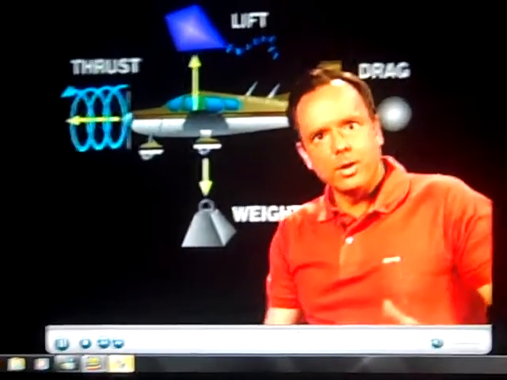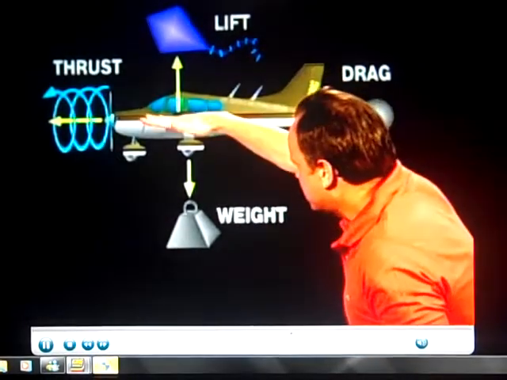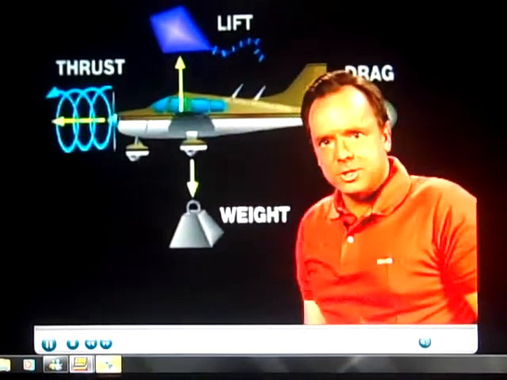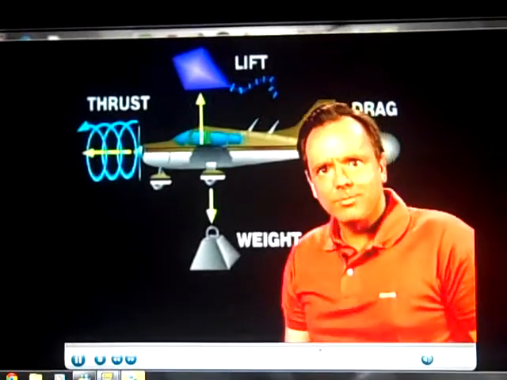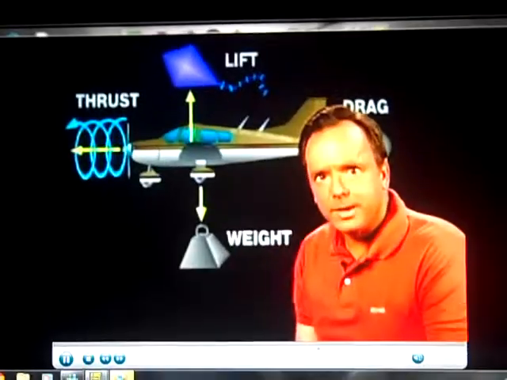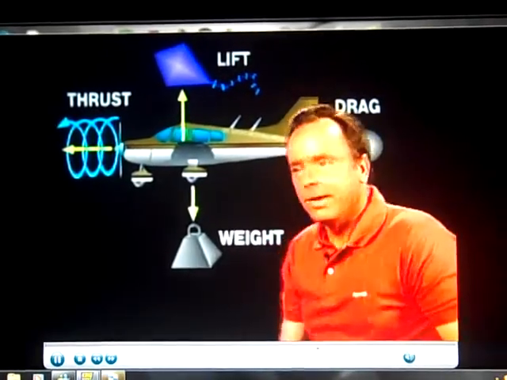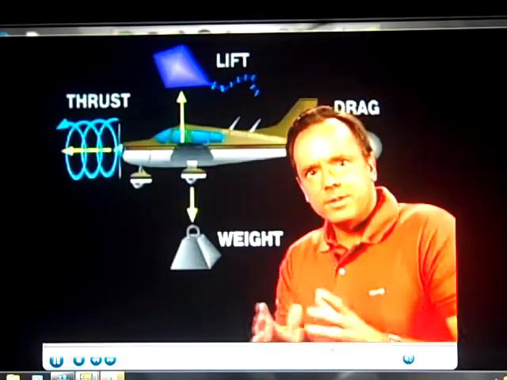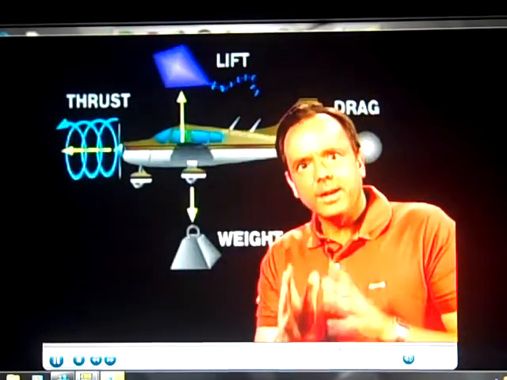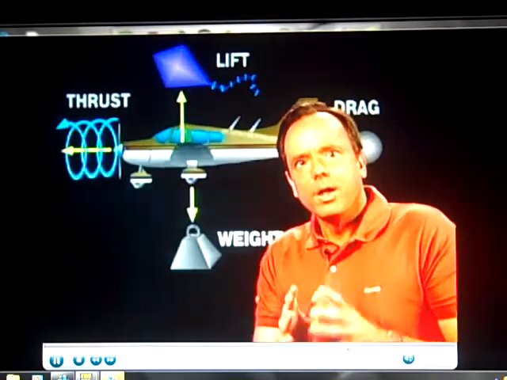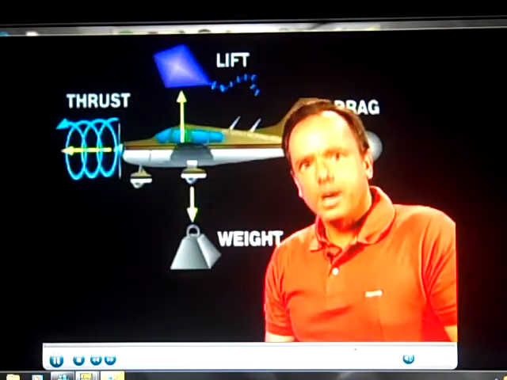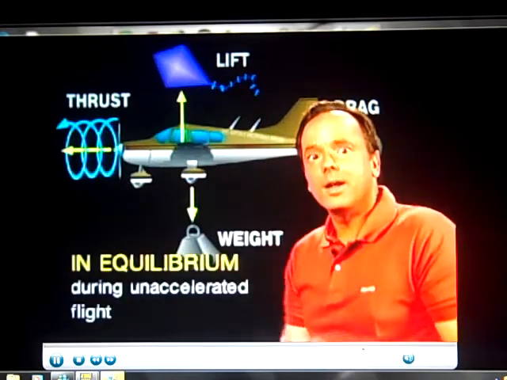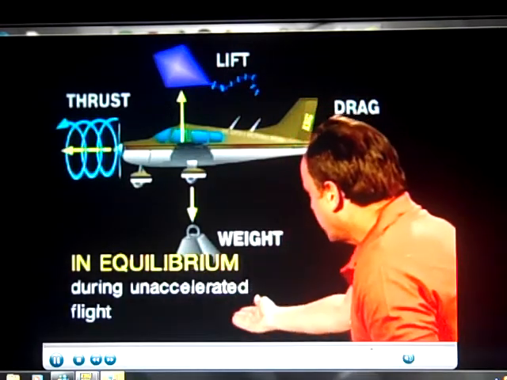Now, let's assume that you and I have this airplane flying along in straight and level flight. It's not changing speed, and it's not changing direction. Well, the FAA has a term for that, and that term is that the airplane is in unaccelerated flight. That means it's not changing speed or direction. Now, the FAA says, all right, let's assume that this airplane is in unaccelerated flight. What is the relationship of these 4 aerodynamic forces? And the answer is they are in equilibrium in unaccelerated flight.